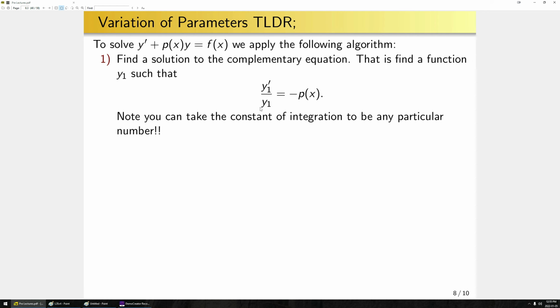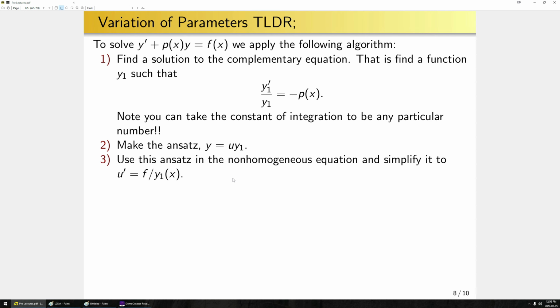Note here, when you go to solve this for y1, you need to integrate. And when you integrate, you're going to get a constant of integration. That constant of integration can be any particular number, so just pick the value that makes it the easiest function to work with. After we do this, we then make the ansatz that y is equal to u times y1. By making this ansatz, we're assuming that I can find a solution of this form, and I'm going to plug that in and try to get a solution.